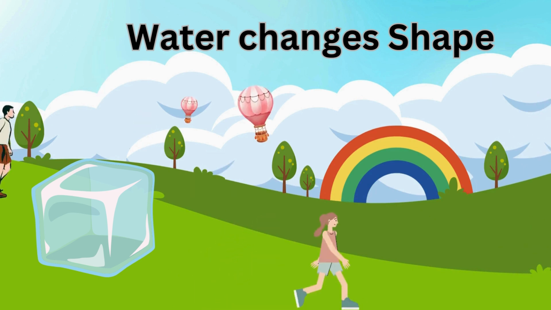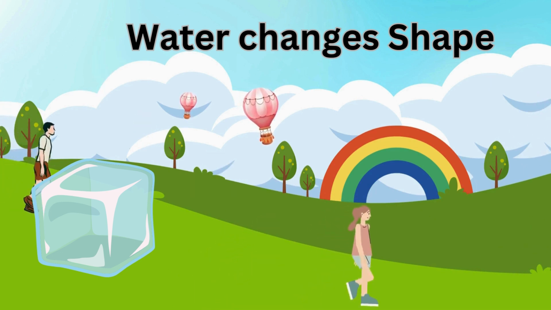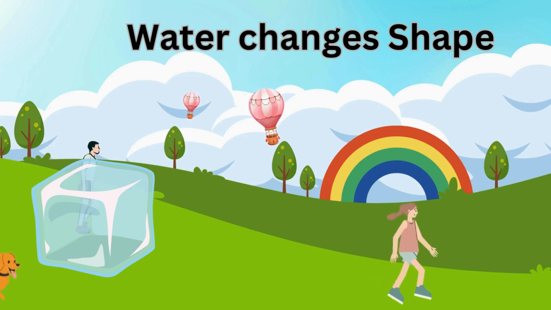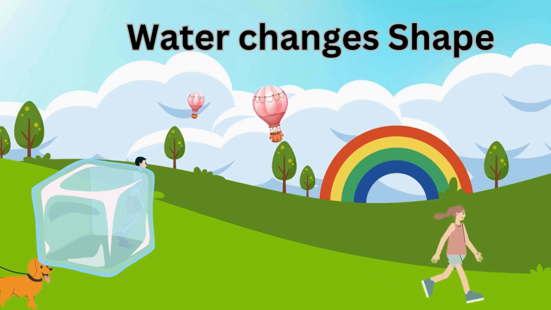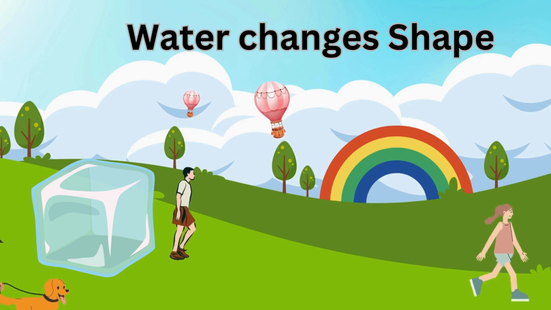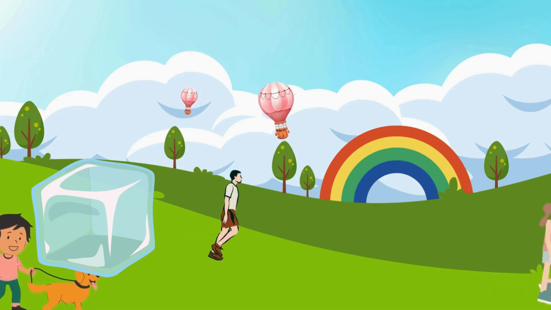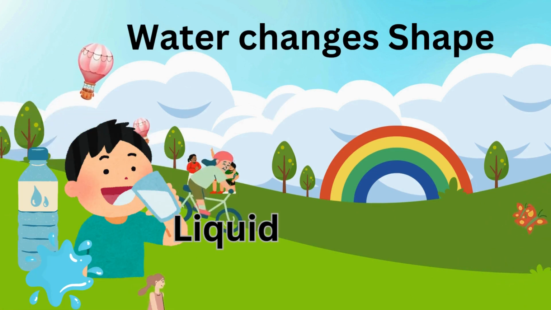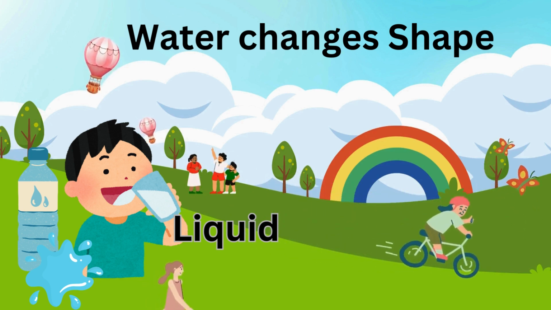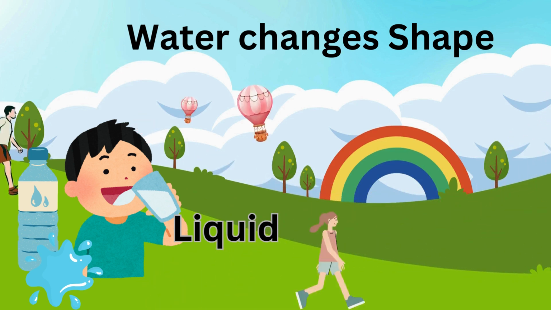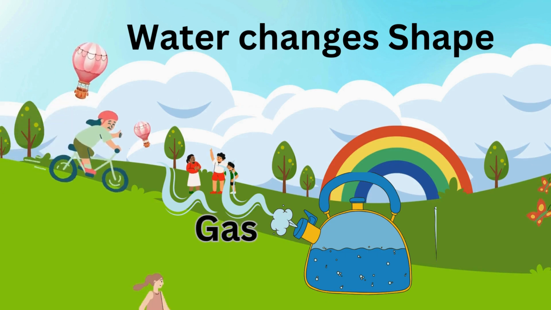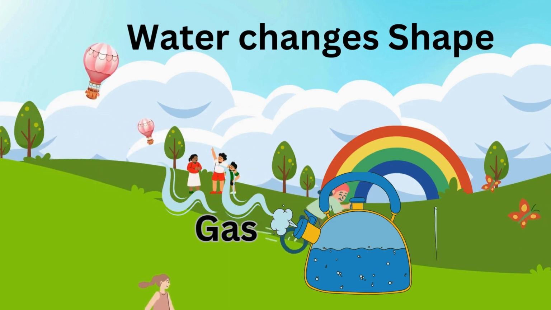Today we will talk about how water changes shape. Water exists in all three states of matter. Ice is solid water. The water we drink is a liquid. Water vapor in the air is a gas.